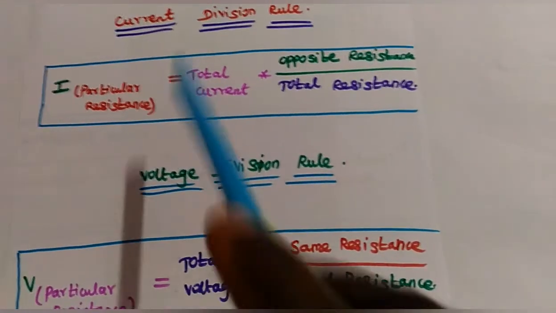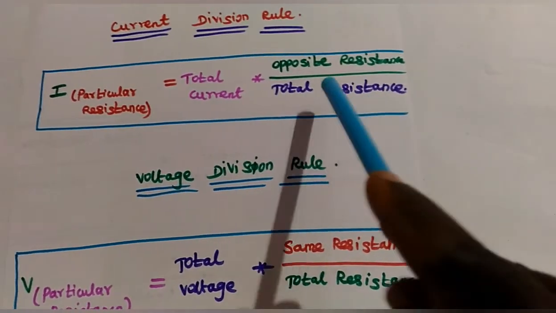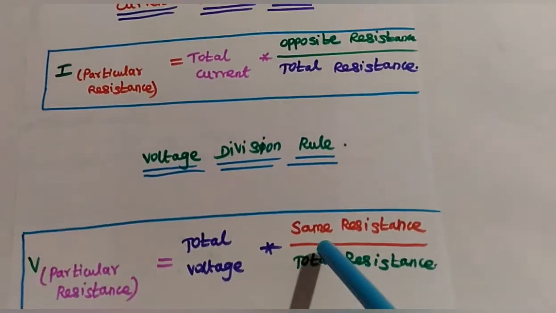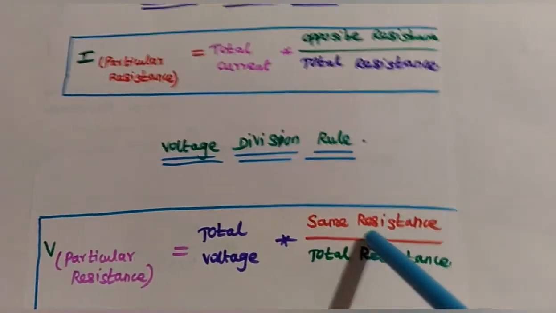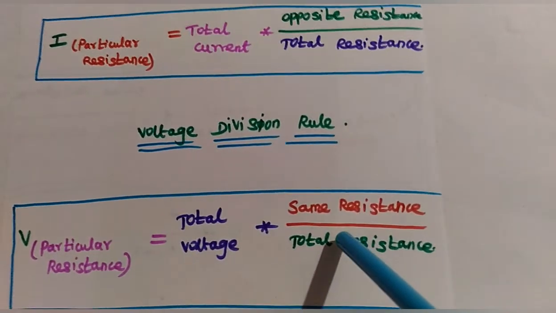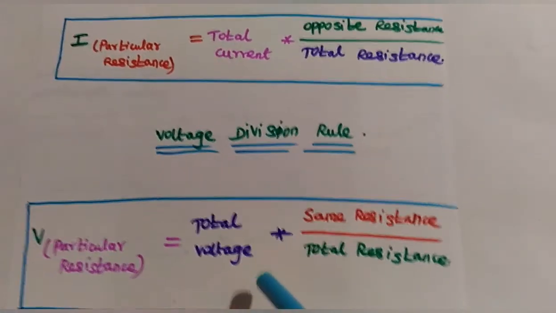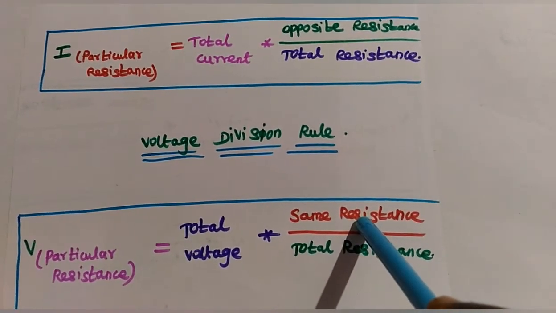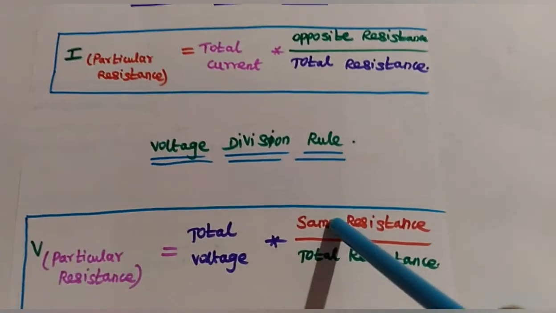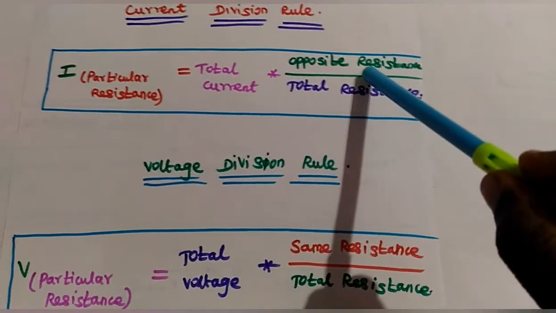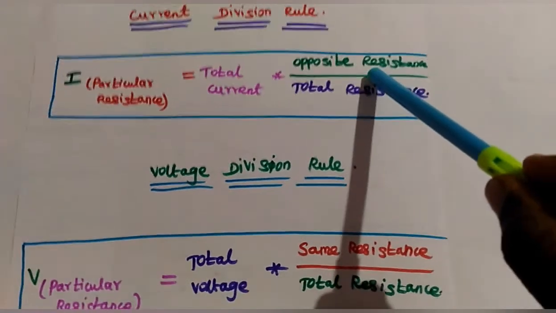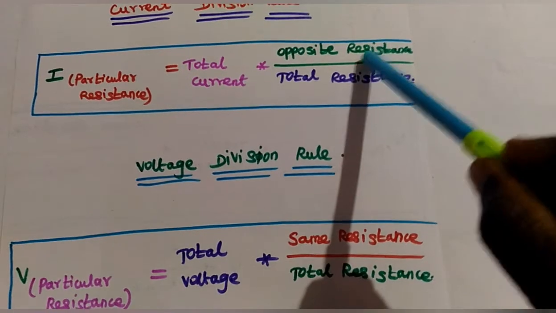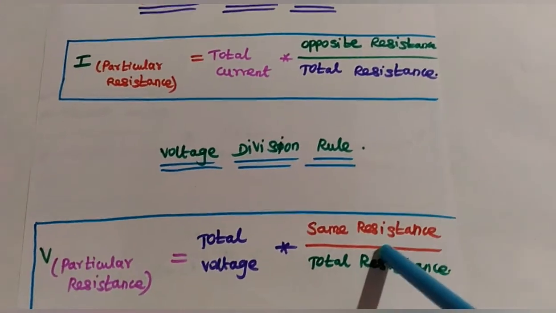So here, total current, total voltage, but in the current divider rule we want to use the opposite resistance value in the numerator, but in the voltage division rule we want to use the same resistance, that is, the resistance at which we want to find the voltage is put here, right? If you want to find the voltage across the resistance R1, we put the R1 value here, but if we want to find the current flowing through the resistance R1, the opposite resistance to R1 should be present here. That is the numerator, we want to put the opposite resistance. So these are the two important formulas.